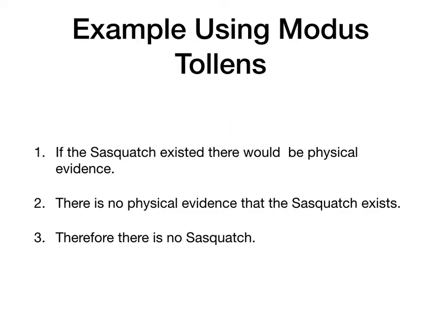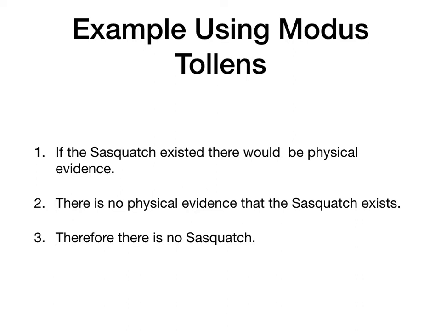Here's an example of an argument using modus tollens. If the Sasquatch existed, there would be physical evidence. Bigfoot, whatever you want to call it. There is no physical evidence that Sasquatch exists. Therefore, it doesn't exist. If P, then Q; not Q; so not P.